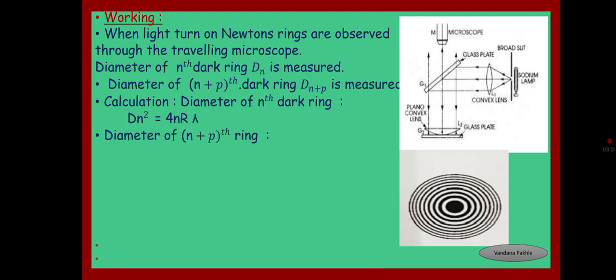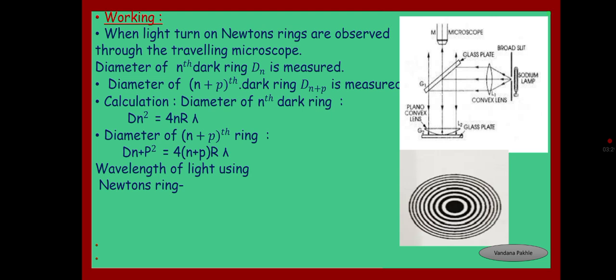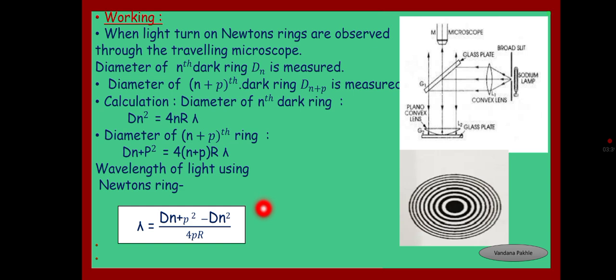After measuring, there is a small derivation. Here Dn squared is equal to 4n lambda R, and Dn plus p squared is equal to 4(n plus p) R lambda. These are the formulas for the diameters of Newton's rings. By subtracting both these equations we obtain an equation, and this equation is used to find the wavelength of light: lambda is equal to Dn plus p squared minus Dn squared upon 4pR.